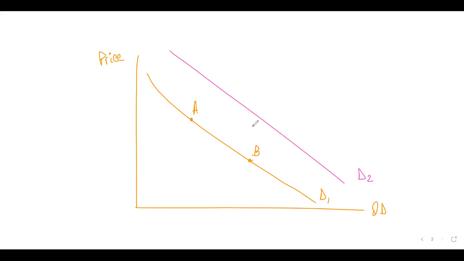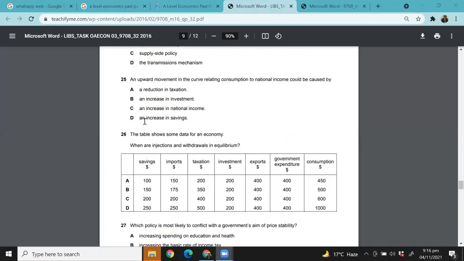The movement along the curve is always because of the variable on the axis. It's only because of the variable on the axis, right? And other factors like change in income or change in preferences cause a shift. Exogenous factors, right? Absolutely. Okay, now tell me what would be the answer?